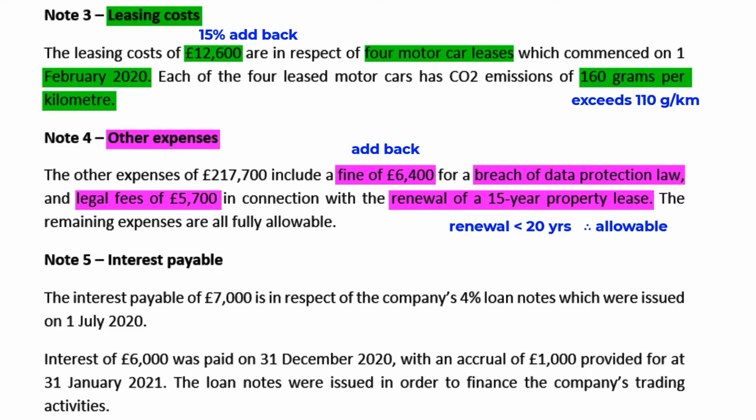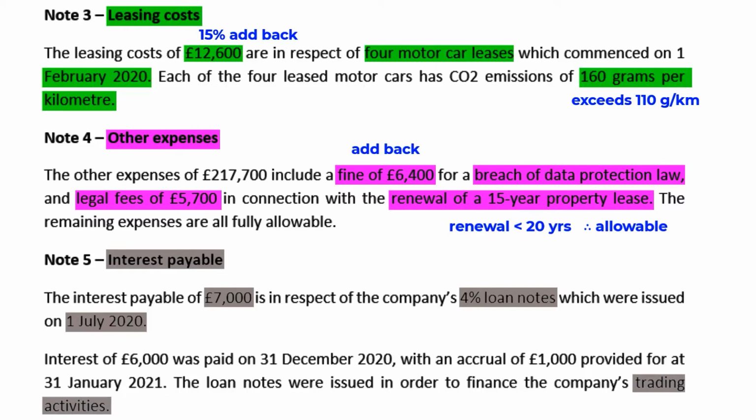It'd be allowable. Note 5 looks at interest payable. The interest payable of 7,000 is in respect of the company's 4% loan notes, which were issued on 1st July 2020. Interest of 6,000 was paid with an accrual of 1,000 provided for at 31st Jan 2021. The loan notes were issued in order to finance the company's trading activities, trade related. Therefore, the interest payable is fully allowable.